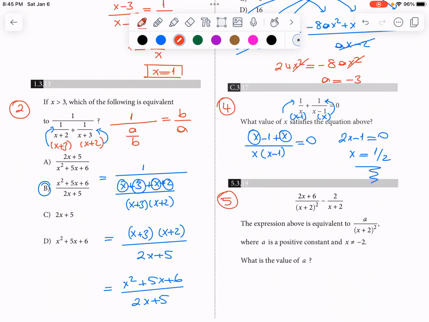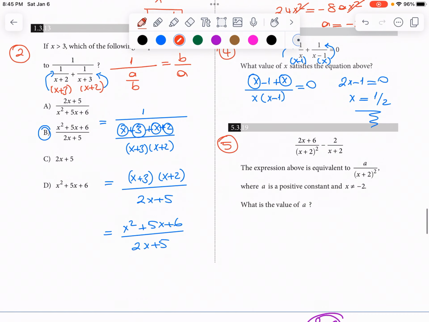So (2x + 6)/(x + 2)² - 2/(x + 2). The expression above is equivalent to a/(x + 2)², where a is a positive constant and x is different than -2. What is the value of a? Okay, first of all, guys, we write the equation. (2x + 6)/(x + 2)² - 2/(x + 2) is equal to a divided by (x + 2)².